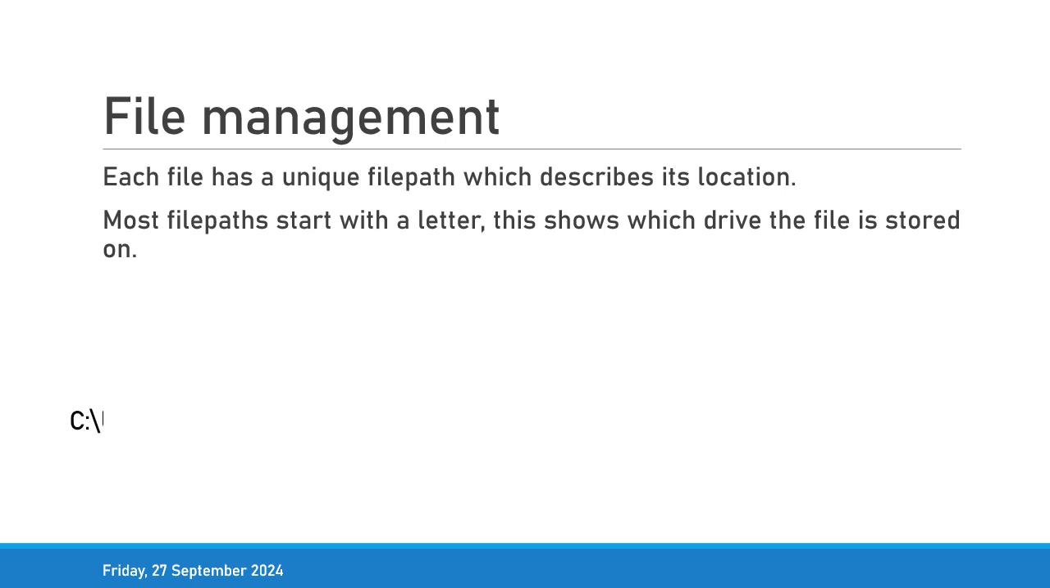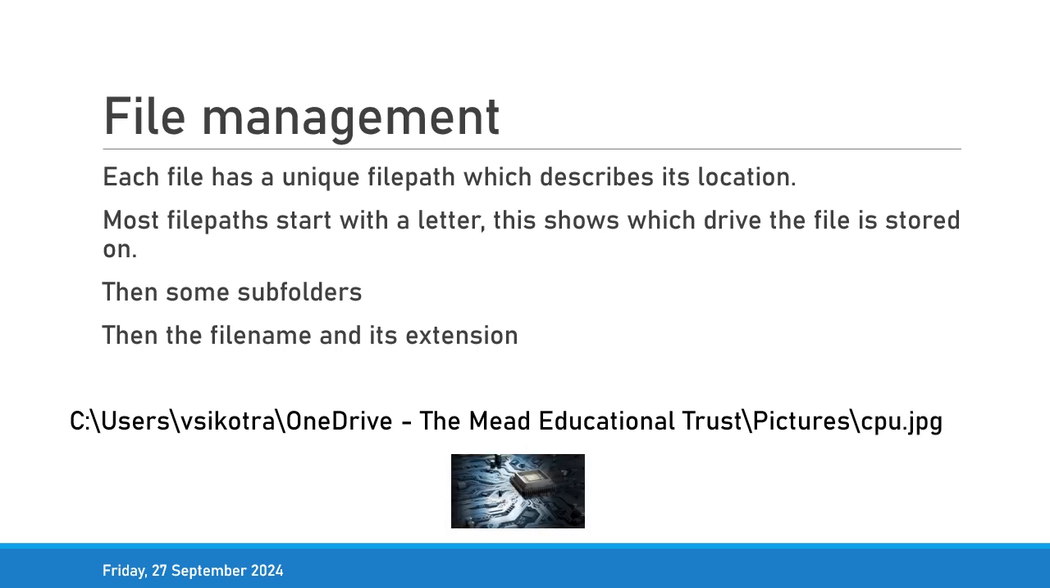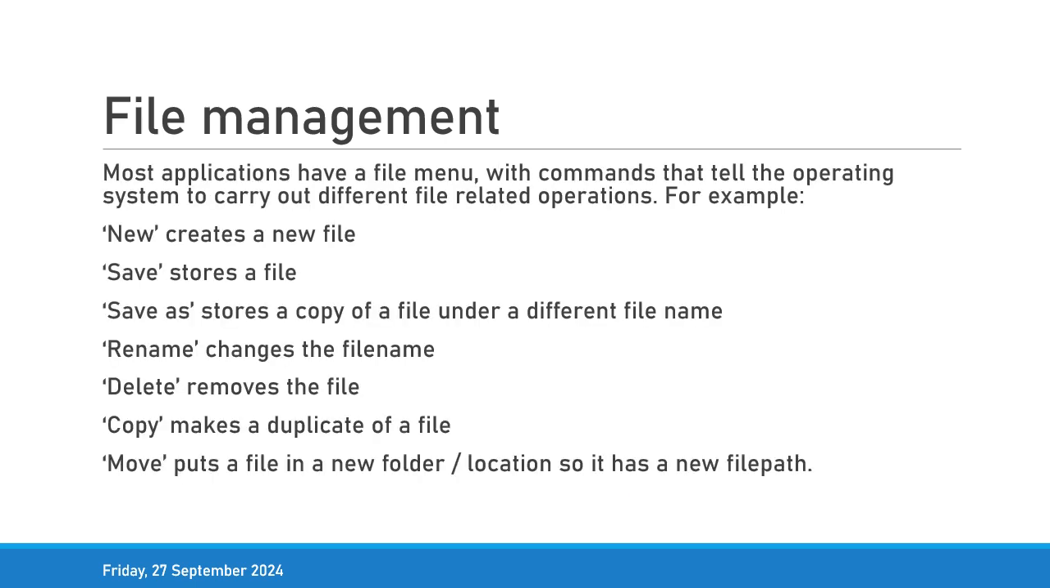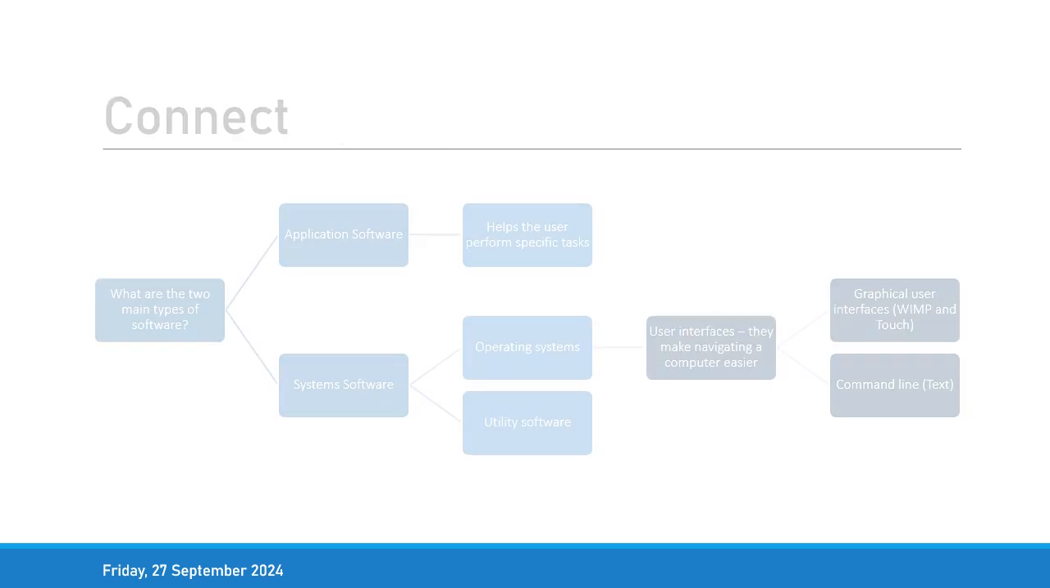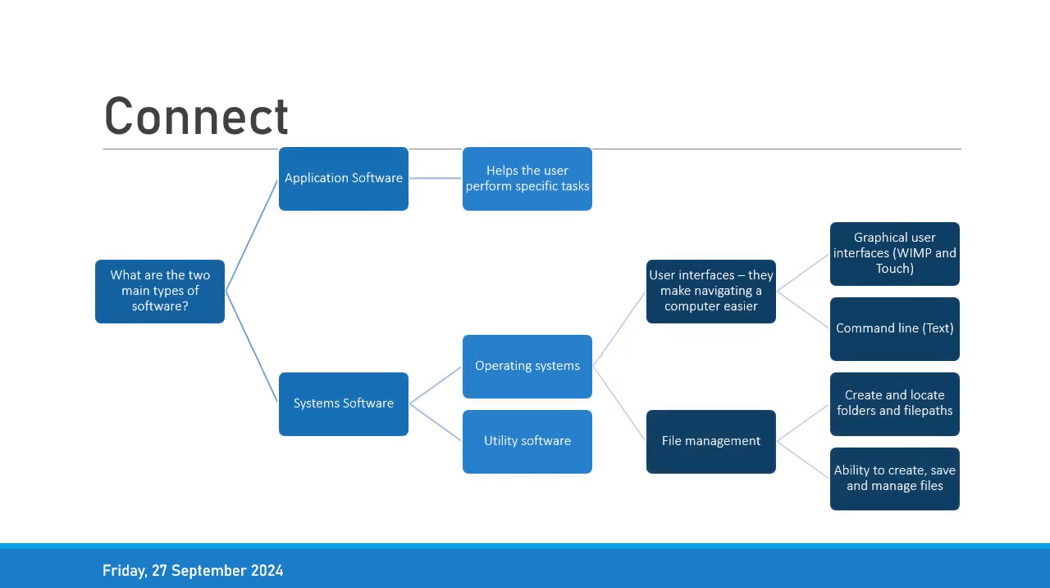But each file on our computers has a unique file path which describes its location. Most file paths start with a letter and follow with some subfolders and then the file name and its extension that points to that exact file and where it is in our computers. It also gives us the ability to create new files, save, rename, delete, copy, and even move things. So our operating systems provide two major ways for us to navigate and use our computers. First, they give us a user interface, but also file management.